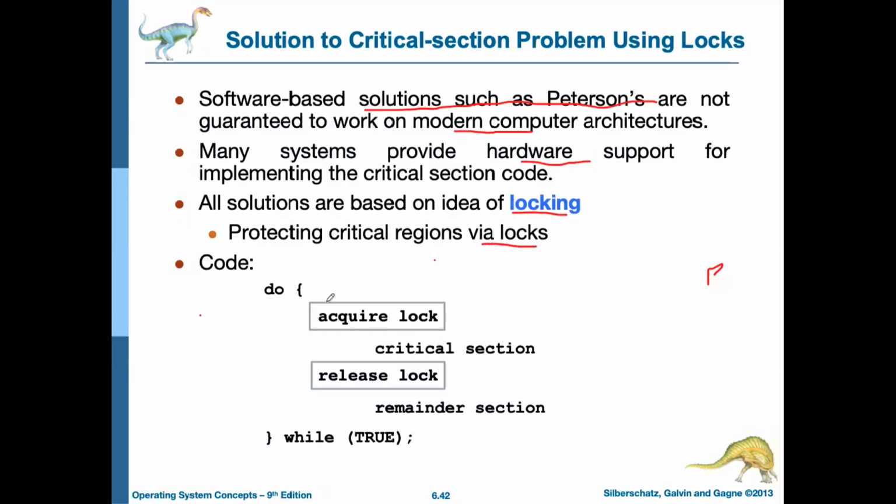So we use this. In order to enter the critical section, we put a requirement to acquire the lock before entering, and also release it after that, and then do the remainder section, and then repeat.